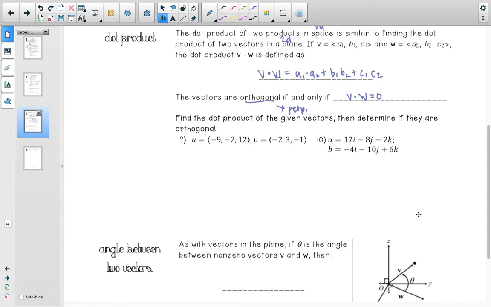So not too difficult. So number 9, when you do the dot product, you're going to take -9 times -2, which we know is 18. We're going to take -2 times 3, which is -6. I'm just going to put -6 because we don't need to put plus minus. We're not in junior high anymore. And then 12 times that -1, which is -12. So when you put that all together, it's 0. So therefore, it's orthogonal.